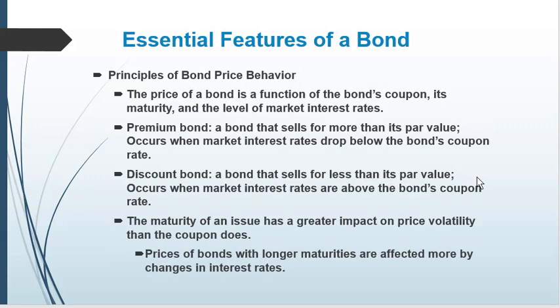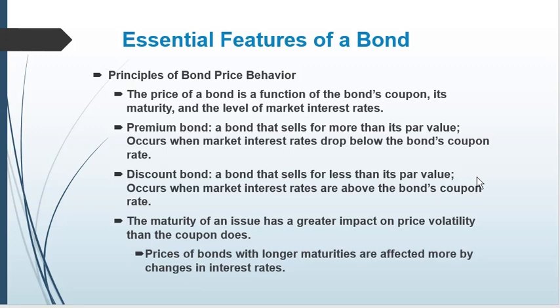So, continuing to talk about price behavior, right? Again, the price of a bond is a function of its coupon. It's a function of its maturity, and of course it's related to current interest rates. So a premium bond is a bond that sells for more than its par value. That is, it would sell generally for more than $1,000.